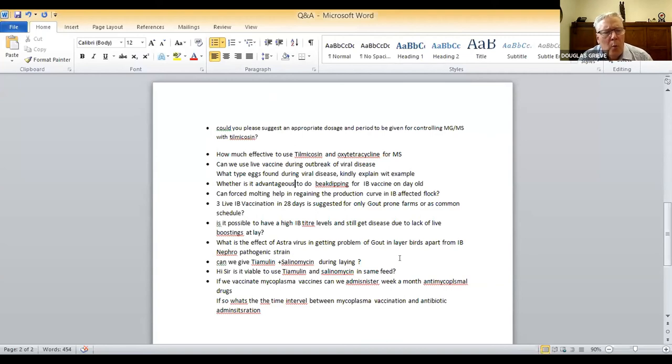So the next question is, is it advantageous to do beak dipping for IB at 1 day of age? Yeah, it can be. Beak dipping is an individual bird application, so that has some benefit. And as Seiche mentioned in her vaccination programming comments, we need early vaccination to get some control on false layer, urolithiasis, and gout problems that can occur. So yes, beak dipping at 1 day of age is an option, as is eye dropping, as is a coarse spray application.